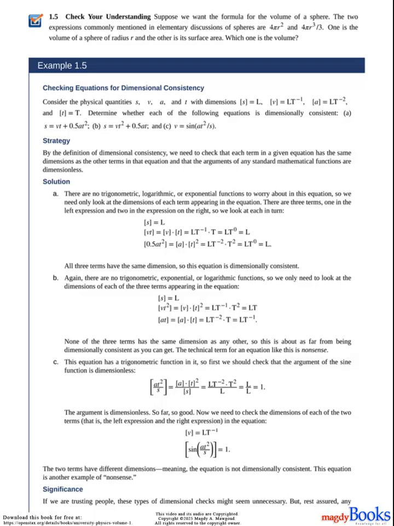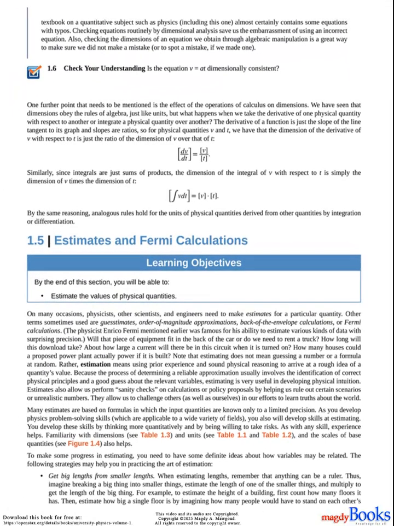Significance. If we are trusting people, these types of dimensional checks might seem unnecessary. But rest assured, any textbook on a quantitative subject such as physics, including this one, almost certainly contains some equations with typos. Checking equations routinely by dimensional analysis saves us the embarrassment of using an incorrect equation. Also, checking the dimensions of an equation we obtain through algebraic manipulation is a great way to make sure we did not make a mistake, or to spot a mistake, if we made one.